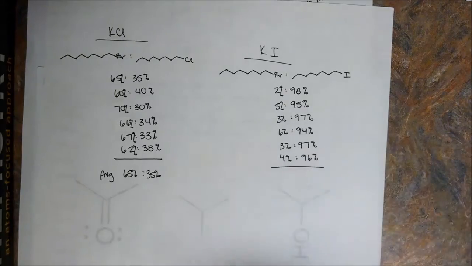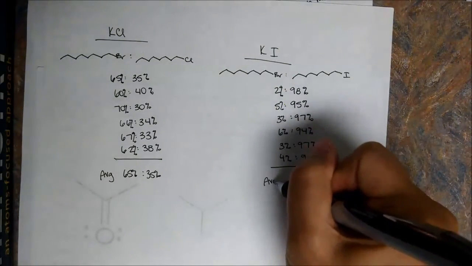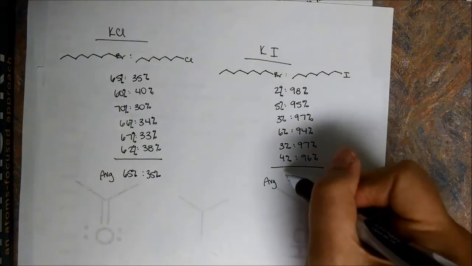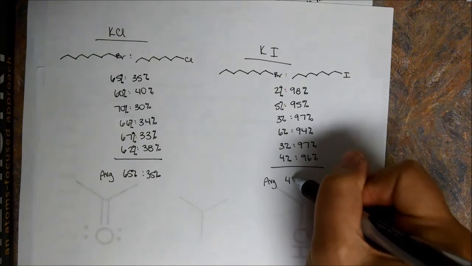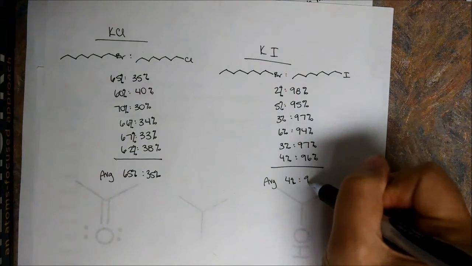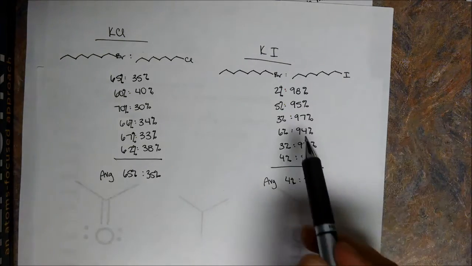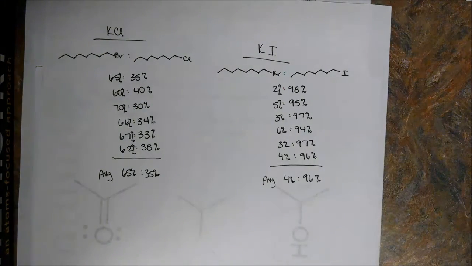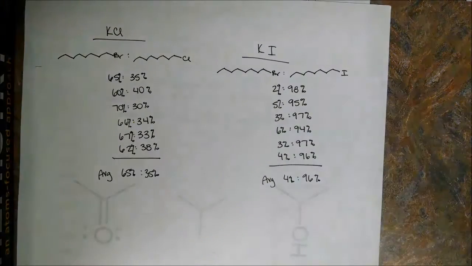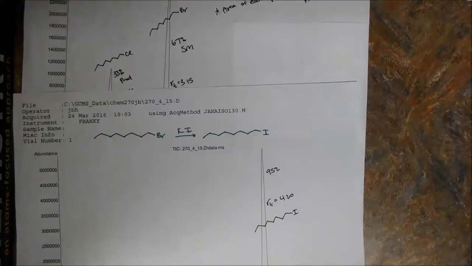And for those of you who used KI, the average here was again a lot more product. So here the average is about 4% bromide to about 96% iodide. Okay, so again, the iodide goes a lot further to completion. We get a lot more product with the KI as the nucleophile. So yes, the question is why?